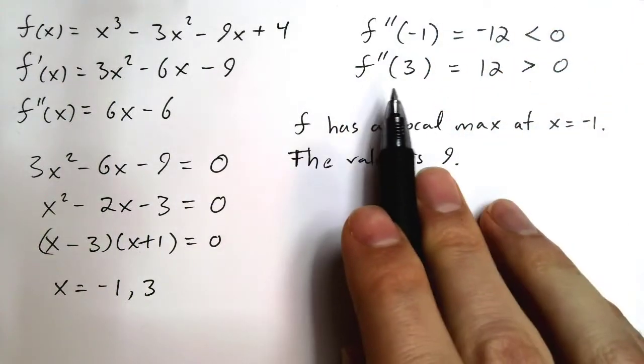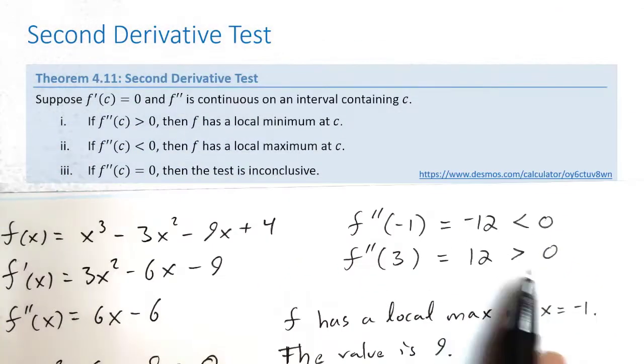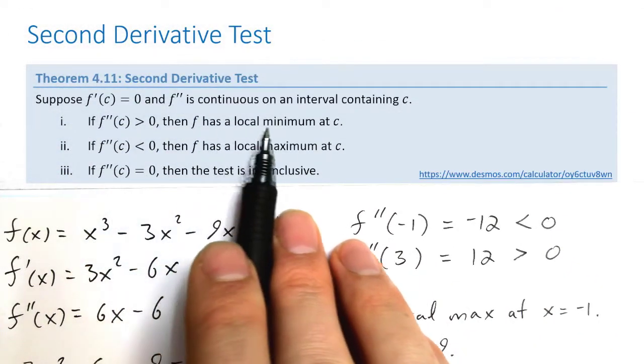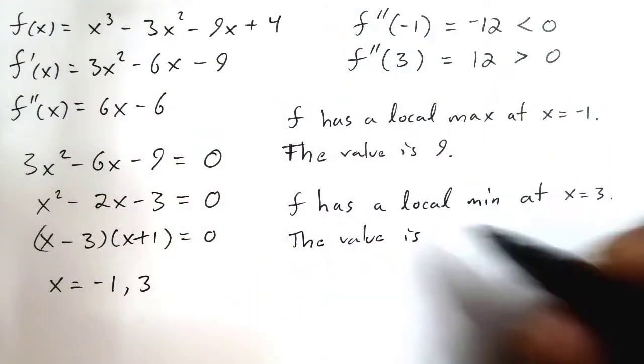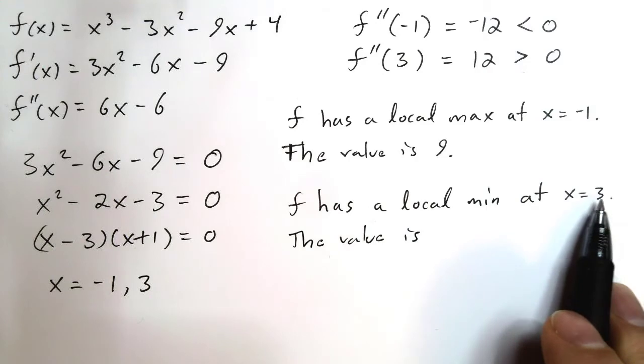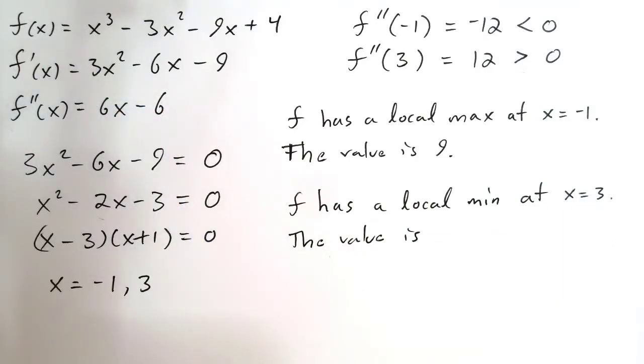And we can look at this next number over here. We see the second derivative is positive. And for that, the test says that there's a local minimum there. And the value is what we would get when we plug 3 into the function, and that would be -23.